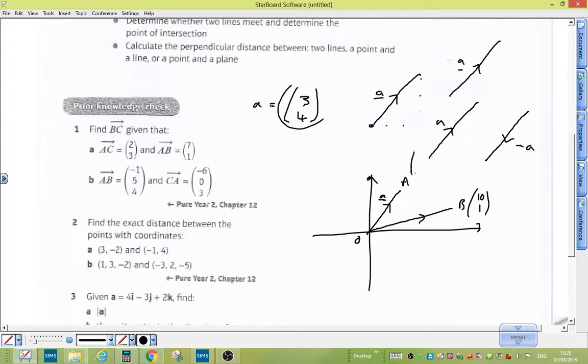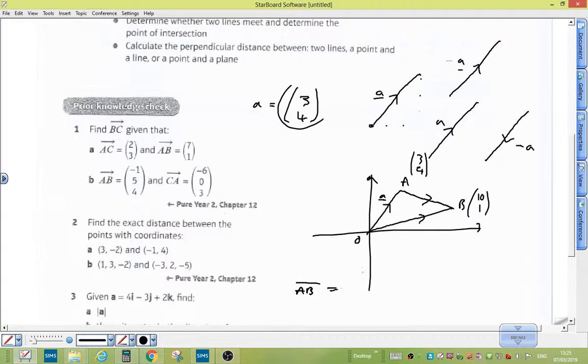And this one is 3 and 4. And you need to know off by heart, without even thinking about it, how you would get this vector movement. That is a vector. A to B is a vector. It's not a position vector because it doesn't start from 0. So how would you find the vector A to B?